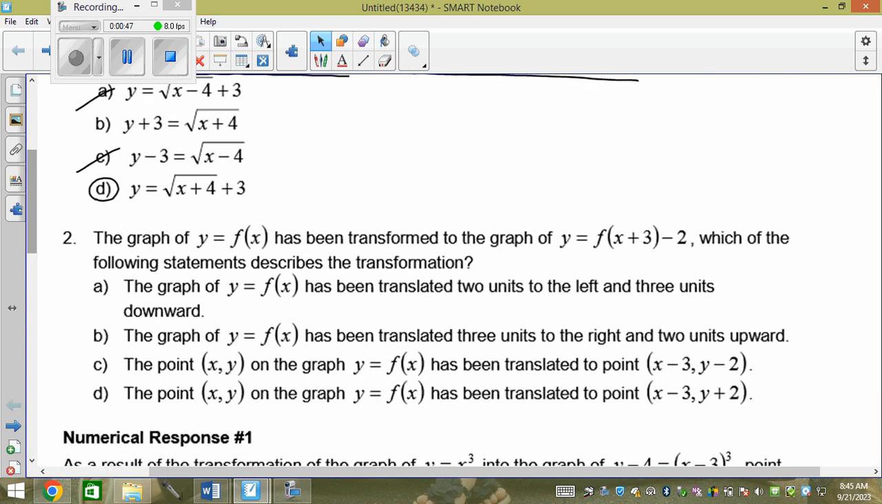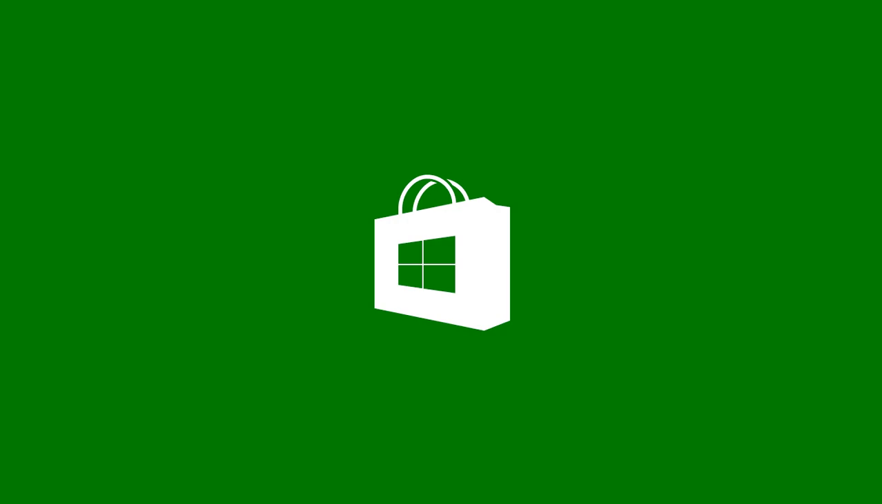this one here says the graph of y equals f of x has been transformed to the graph of y equals f of x plus 3 minus 2. So what's happening to my f of x graph? It's being horizontally translated 3 units left and vertically translated 2 units down, because I'm going from an f of x to a transformation of an f of x, right?